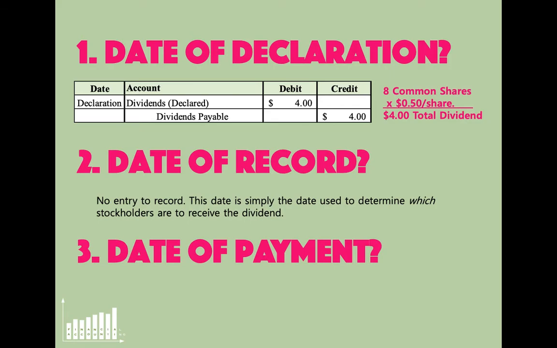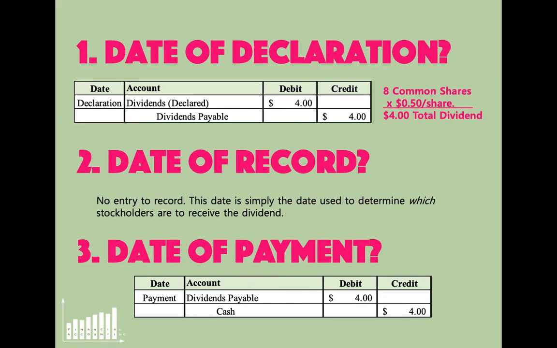The date of record, we don't have an entry to do anything here because this date is simply the date used to determine which stockholders are to receive the dividend. And then the date of payment, we are going to credit cash because we're going to give out the money, and we're going to get rid of the dividends payable liability. So we would debit that. So that's essentially how cash dividends work as far as the journal entries go.